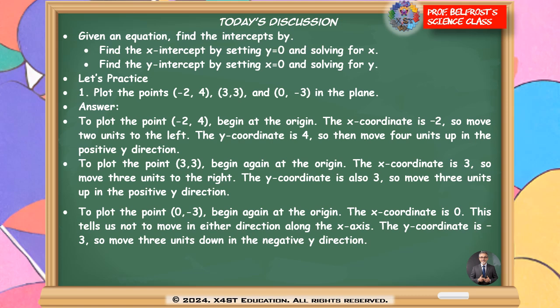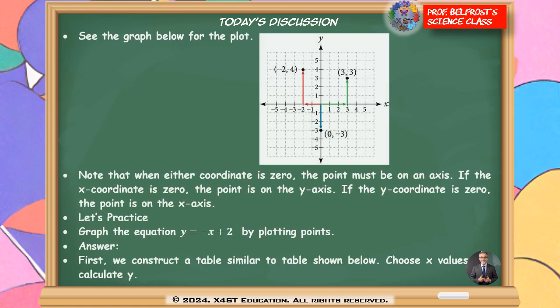Okay, now let's do some practice. This is a little exercise. Plot the points (2, 4), (3, 3), and (0, minus 3) in the plane. Actually, this is very easy, right? This is like a kid's problem. Here's the description of what we should do to plot the points on our Cartesian plane. And here's the graph of the plotted points. Please note that if a coordinate is 0, the point must be on an axis. If the x-coordinate is 0, then the point is on the y-axis, and if the y-coordinate is 0, then the point is on the x-axis.